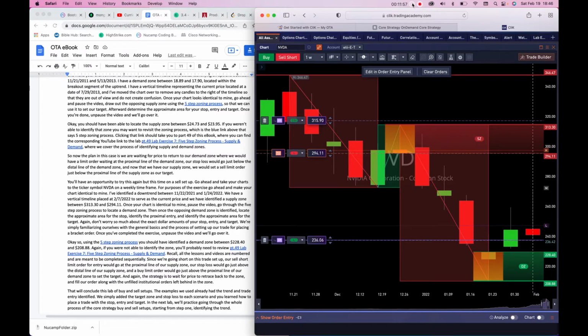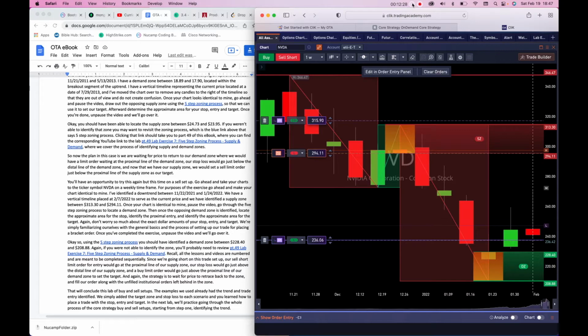Now recall, all the lessons and videos are numbered and they're meant to be completed in sequence. Now for our trade plan, since we're going short on this trade setup, our sell short limit order for entry would go at the proximal line of our supply zone. Our stop loss would go just above the distal line of our supply zone, and a buy limit order would go just above the proximal line of our demand zone for purposes of setting the target.